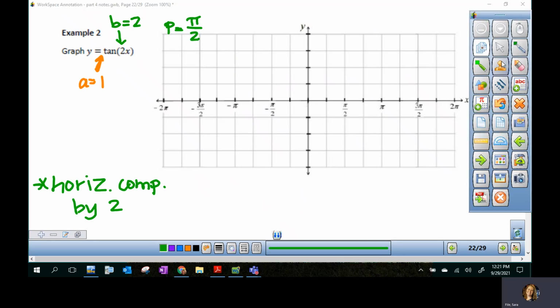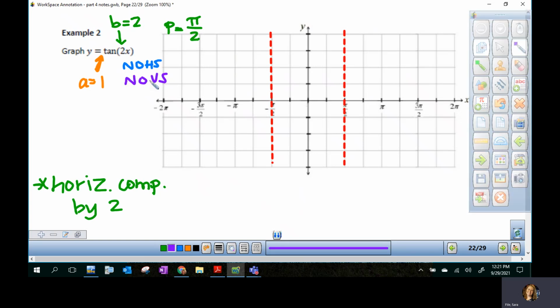So again, don't sketch this yet, just watch. Okay, the tangent parent function has asymptotes at negative pi halves and pi halves. Okay, there are no shifts taking place, right? No horizontal shift, no vertical shift. There's nothing added or subtracted inside or outside. Okay, so I'll go ahead and make note of that. So no shifts. The only change is that horizontal compression.